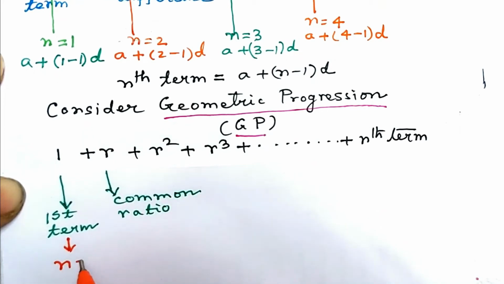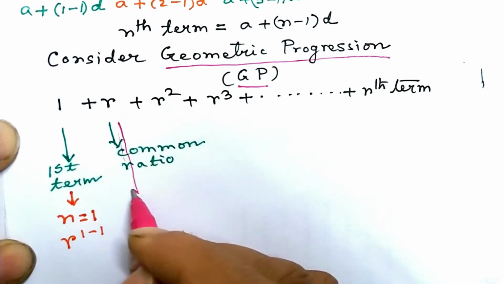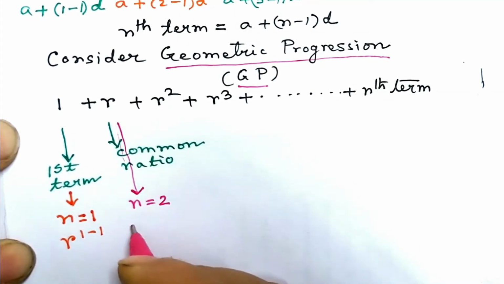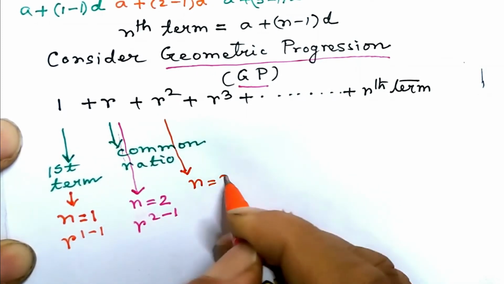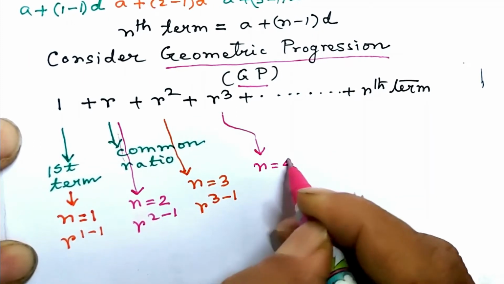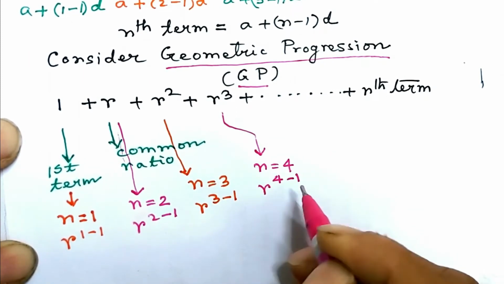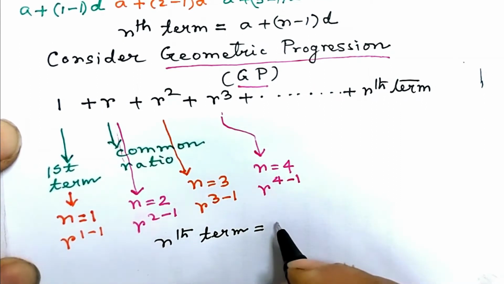The first term, n equal to 1, we can write as r to the power 1 minus 1. The second term, n equal to 2, is r to the power 2 minus 1. The third term, n equal to 3, is r to the power 3 minus 1. Fourth is r to the power 4 minus 1, and so on. Hence, the nth term is r to the power n minus 1.